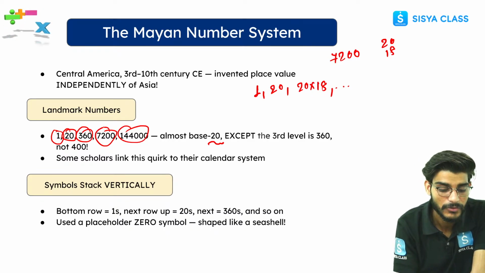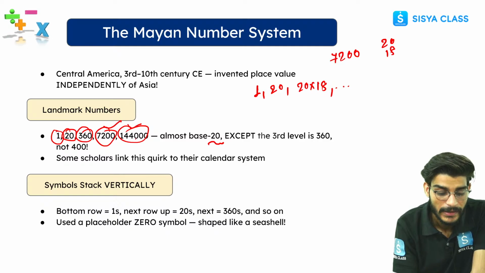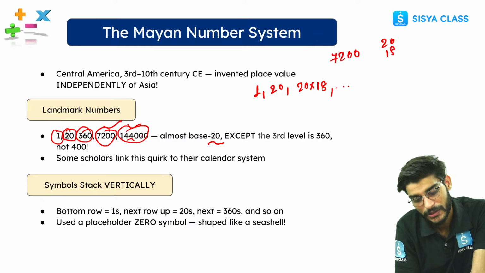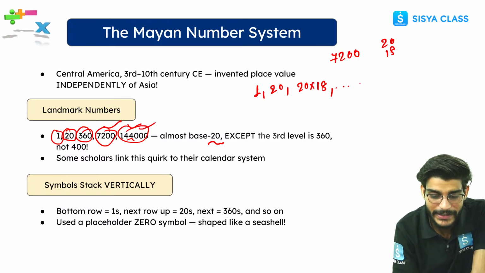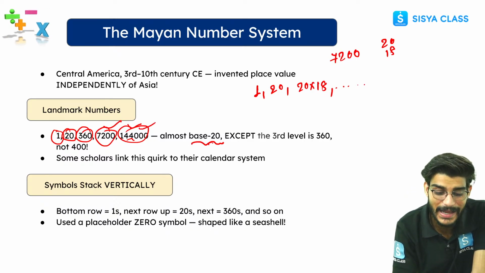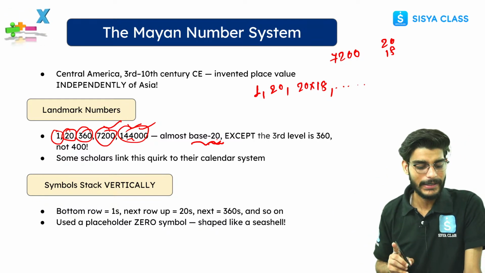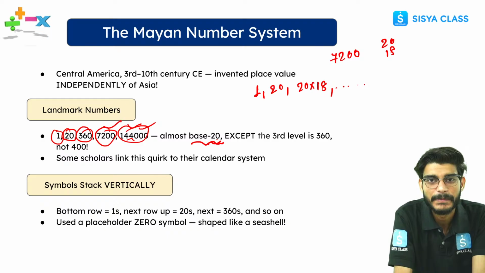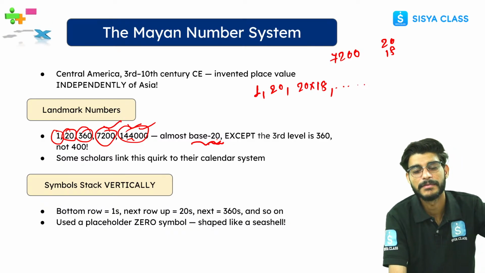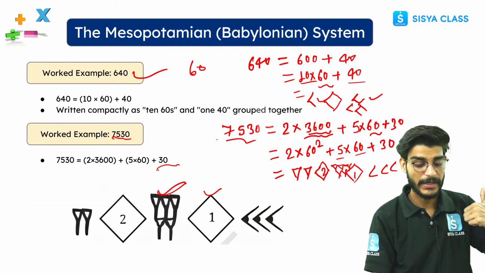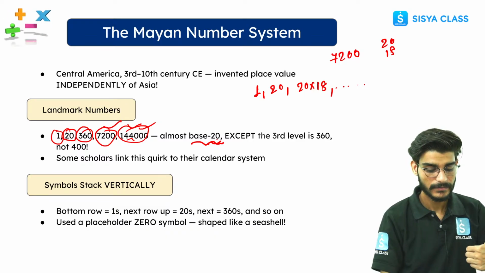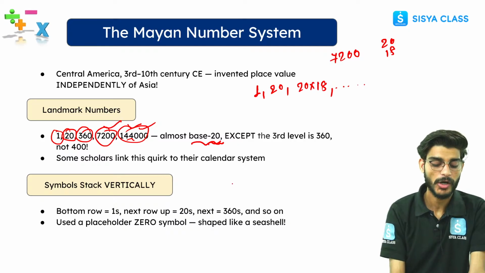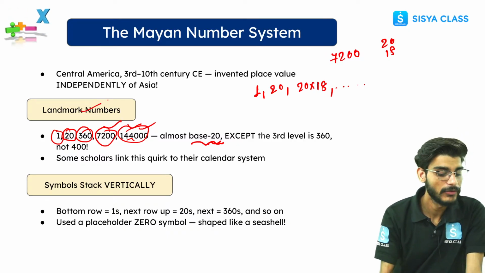How will you write 7200? Then 144,000. Yes, 144,000. How will you write it? With the help of 20 only you have to create it, because I have taken the base as 20 only. Clear? In the Mayan number system, the base is 20. In the previous number system, the base was 60, right? Clear? Okay, we will do some problems based on this later on, then you will understand it easily.